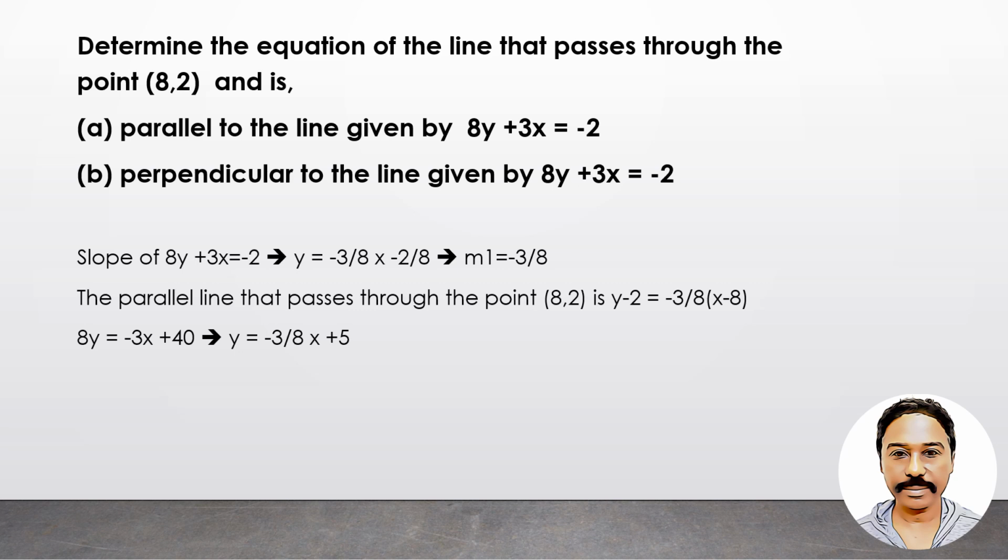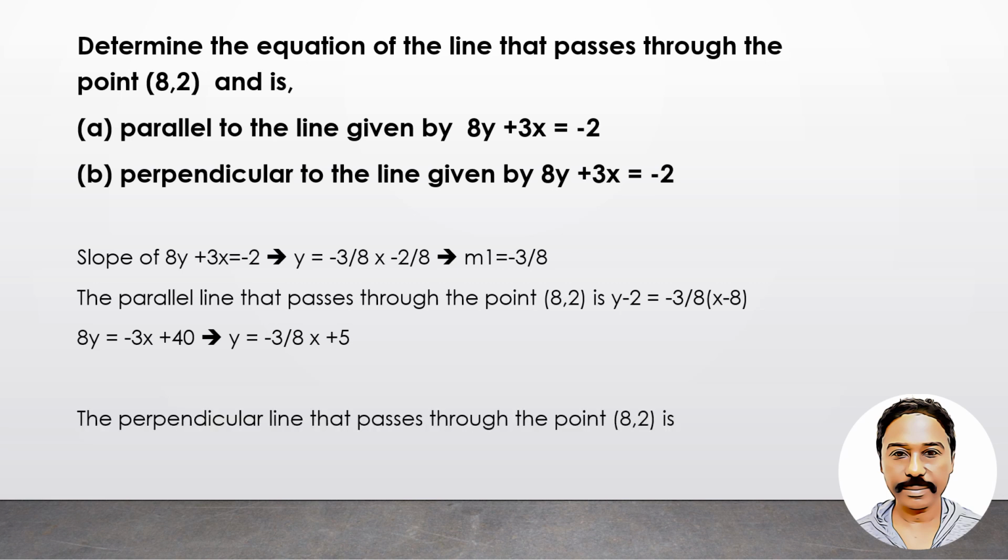For the second part, the line whose equation we'd like to find, which passes through the point (8, 2), is perpendicular to this line, so we have to find the slope of this line, which we already found, which is minus 3 over 8. And if the line is perpendicular to this line, that means the multiplication of the slope of our line and the minus 3 over 8 should give us minus 1, or one of them is equal to the reciprocal of the other with a negative sign. So that means the slope of our line, which is perpendicular to this one, should be 8 over 3.